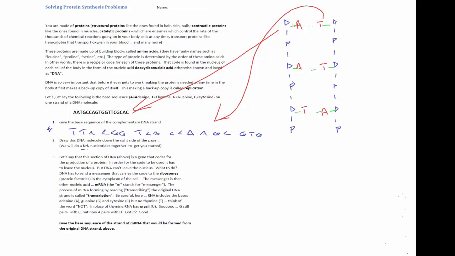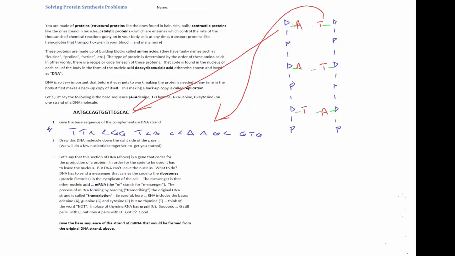Number 3. Now this is a paragraph you might need to read over a couple of times. Let's just say that this section of DNA above is a gene that codes for the production of a protein. In order for the code to be used, it has to leave the nucleus. But DNA can't leave the nucleus. What to do? DNA has to send a messenger that carries the code to the ribosomes, those little protein factories in the cytoplasm of the cell. The messenger is that other nucleic acid called messenger RNA. That's what the M stands for.